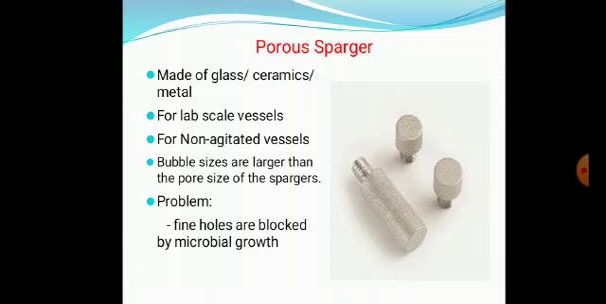But the only problem faced here, and why it is used only for small scale, is the small holes you can see. It is made up of small holes. In that image you can see that the holes may get blocked because of microbial growth. When you are growing bacteria, sooner or later they will form a mat, a film-like growth, and they will block this air passage. So constantly it has to be cleaned. That cannot be done at large scale, so we use it for small scale fermentation. So we call it the porous sparger.